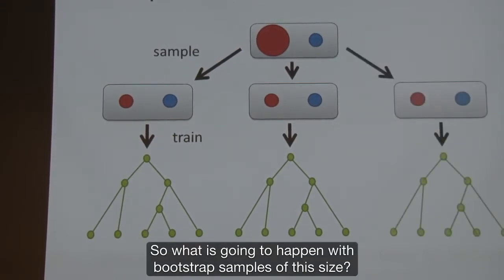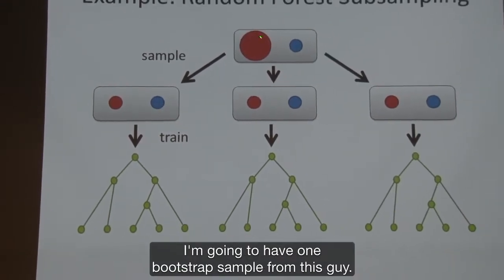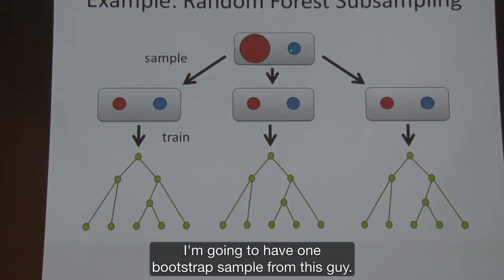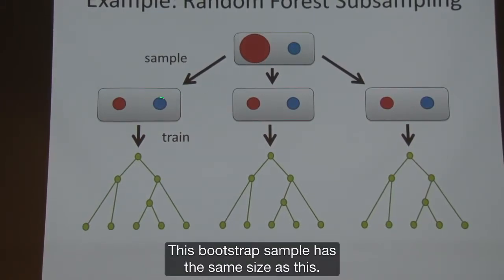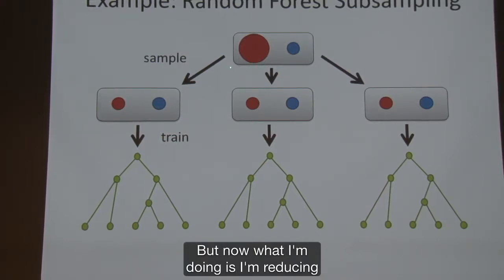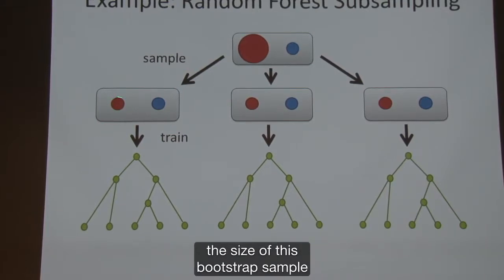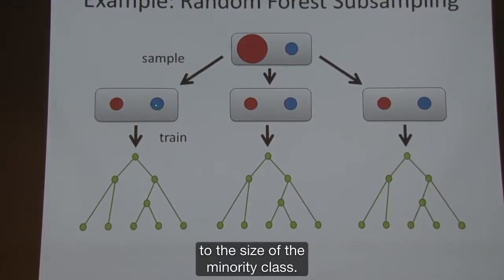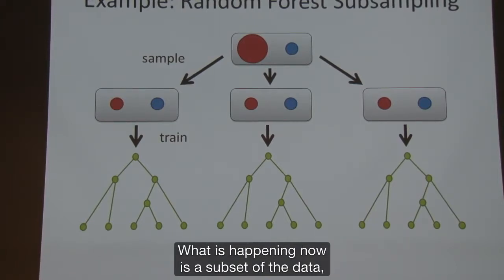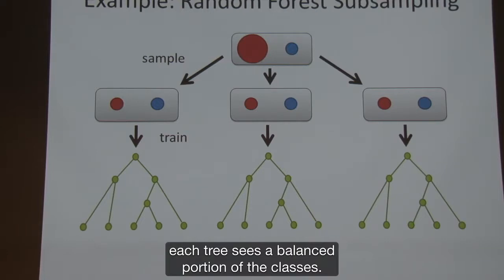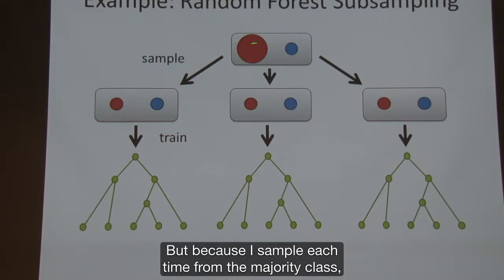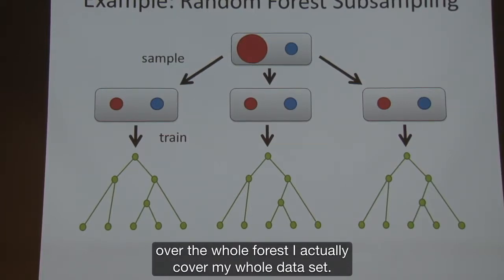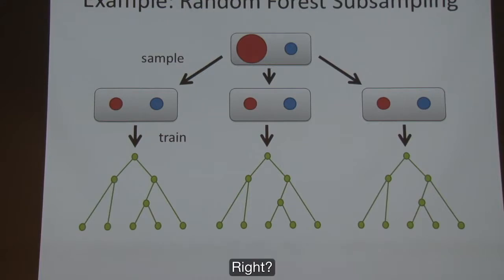So what is going to happen with bootstrap samples of this size? I'm going to have one bootstrap sample from this guy. So this is what we have before, right? This bootstrap sample has the same size as this. But now what I'm doing is reducing the size of this bootstrap sample to the size of the minority class. What is happening now is I subsample the data. Each tree sees a balanced portion of the classes. But because I sample each time from the majority class over the whole forest, I actually cover my whole data set. Right? Does that make sense?